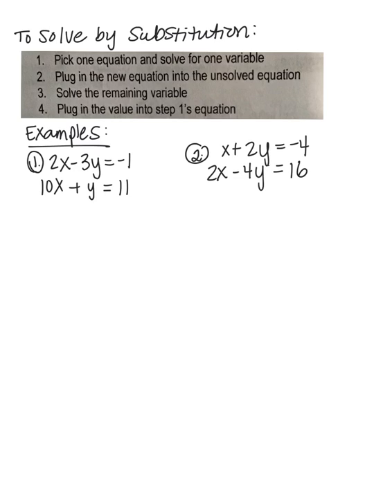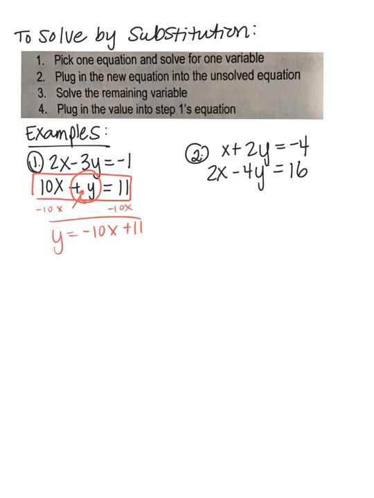So the first thing, remember, I want to pick an equation to solve for one variable. So I'm going to pick this bottom equation, and I'm going to try to solve it for y. The reason I want to do that is because I noticed there is no number in front of the y. So what that means is when I go to solve this equation for y, all I have to do is subtract that 10x, and I will be solved for y. So I always go for the least amount of work. That's my goal.